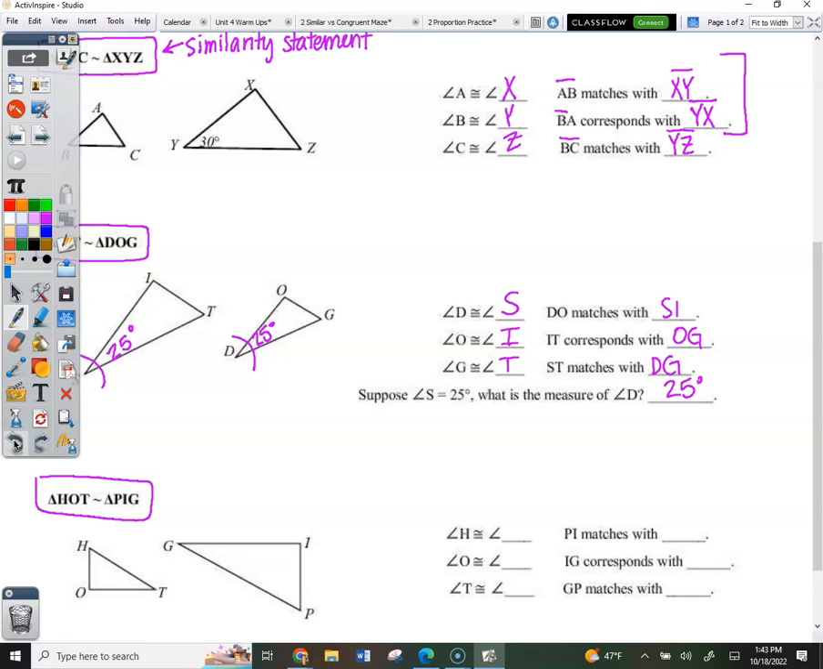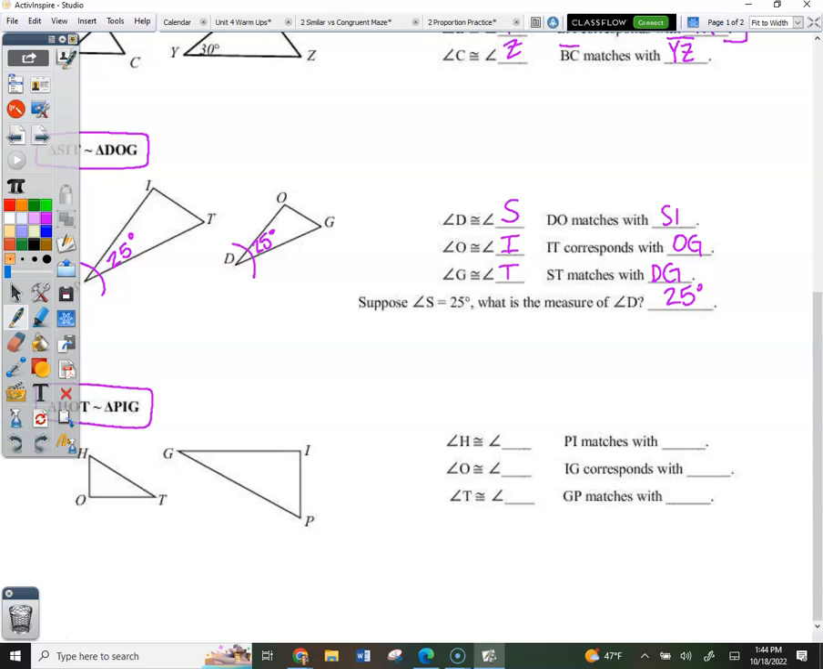Emma, angle H is congruent to angle P. Very good. Caleb, angle O is congruent to angle. Awesome. Kesley, angle T is congruent to angle. Good. Joey, PI matches with. Great. Alex, IG matches with. Awesome. Paris, GP matches with.